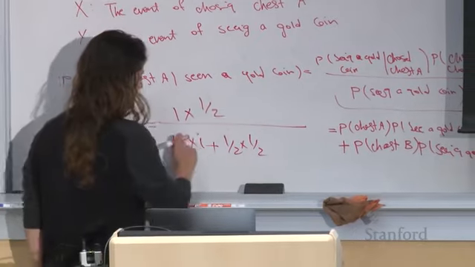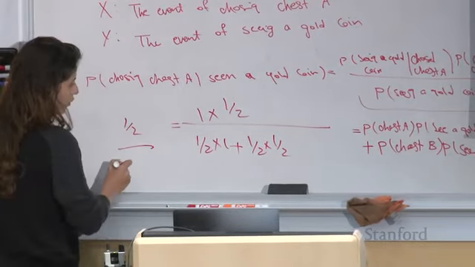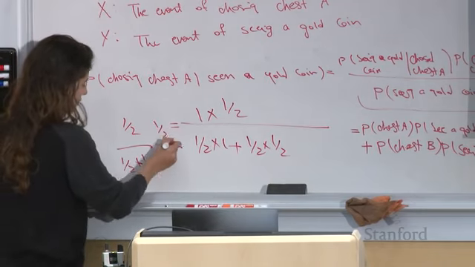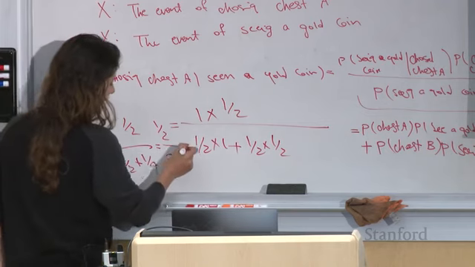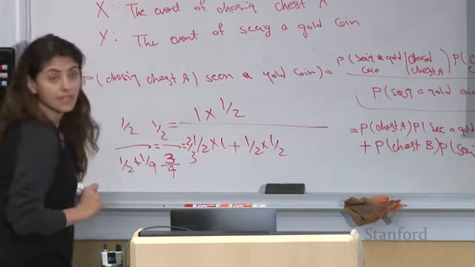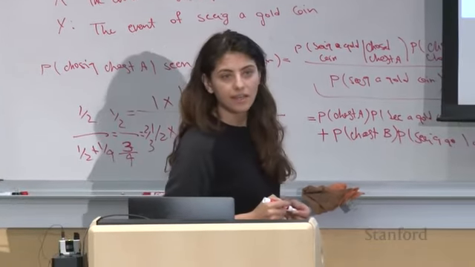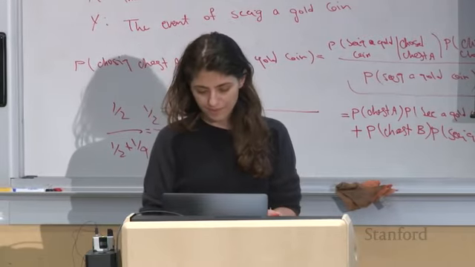If you simplify this, it will be 1/2 over 1/2 plus 1/4, which is 1/2 over 3/4, which is 2/3. So the answer is B. Is it clear? Cool.